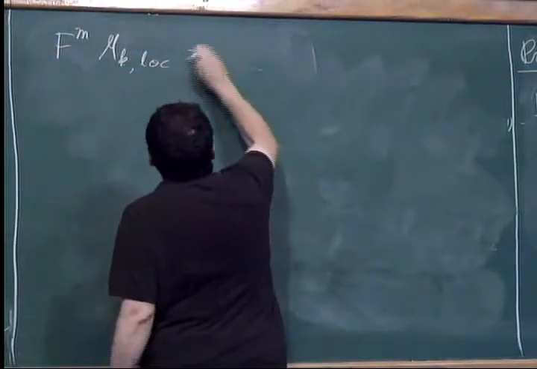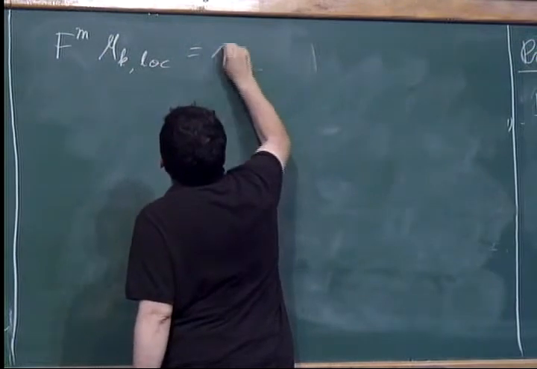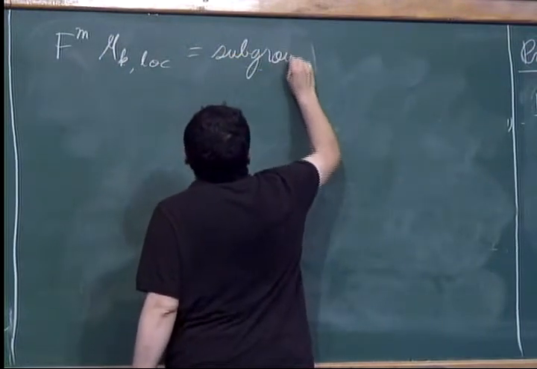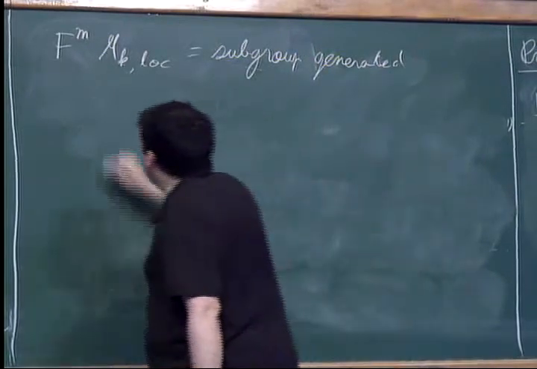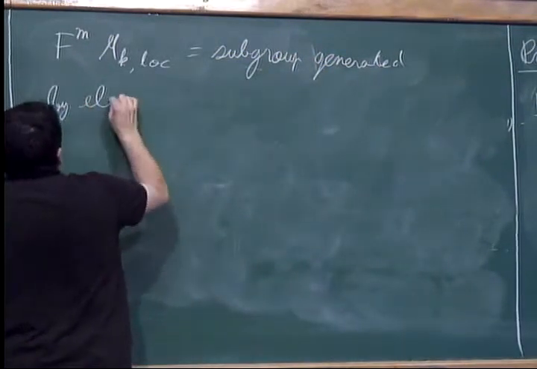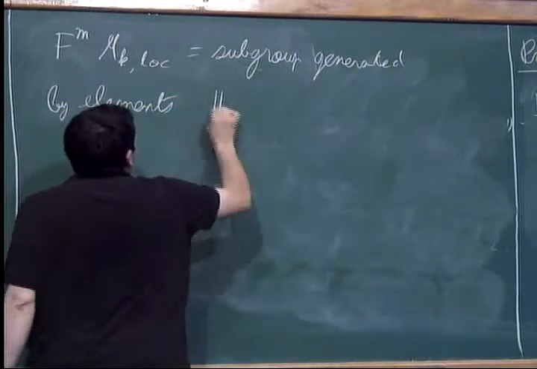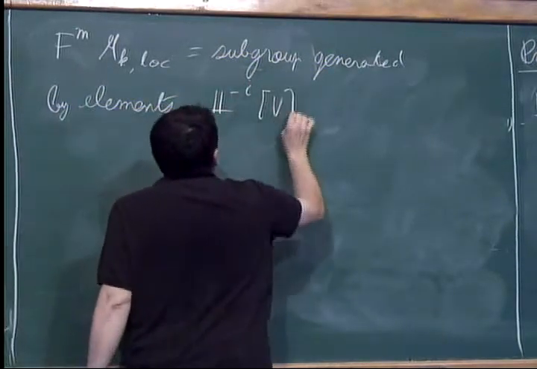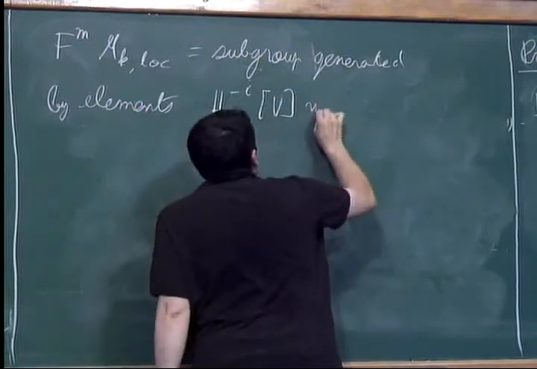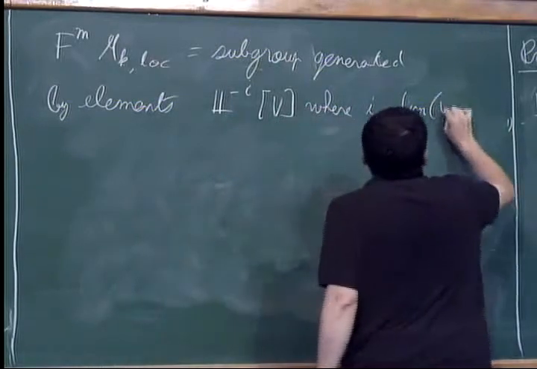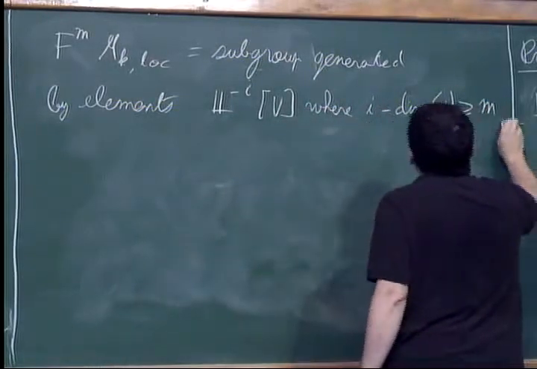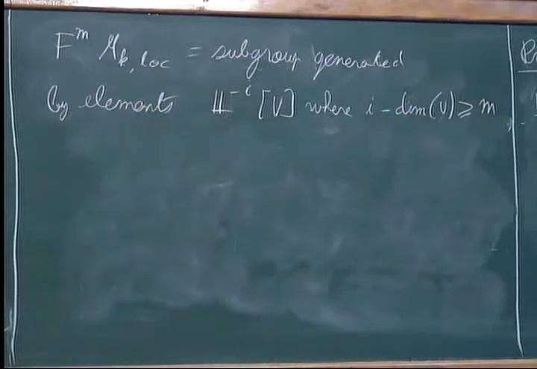which is generated, so this is a subgroup generated by elements of the form L minus I times V, where I minus the dimension of V is bigger than M. So somehow things with small dimension, small in Z.